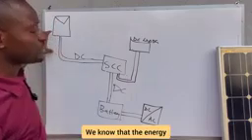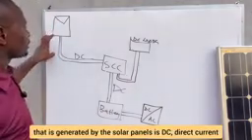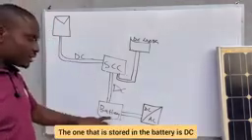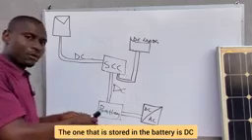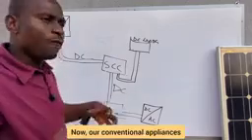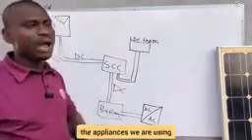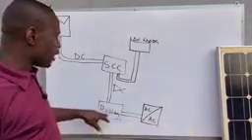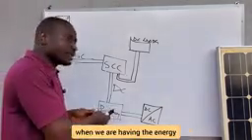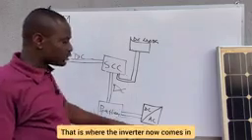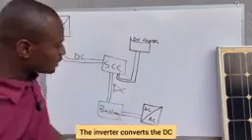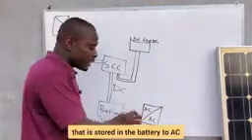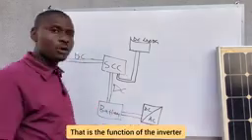Now, what is the function of the inverter? We know that the energy that is generated by the solar panels is DC, direct current. The one that is stored in the battery is DC, also direct current. Now, our conventional appliances, the appliances we are using, they are all AC appliances. Now, how can we use these appliances when the energy that is stored in the battery is DC? That is where the inverter now comes in. The inverter converts the DC that is stored in the battery to AC. That is the function of the inverter.